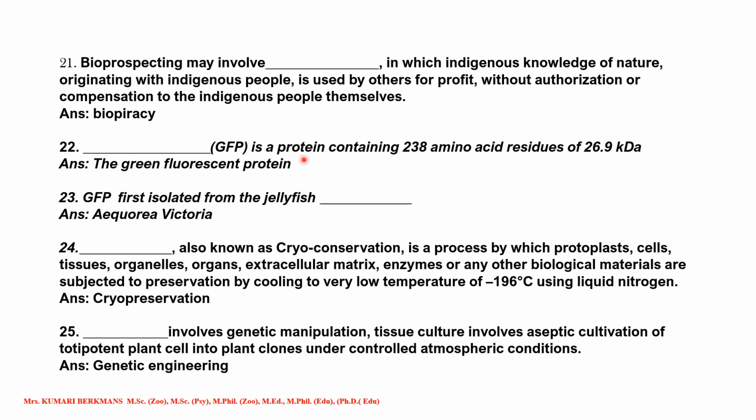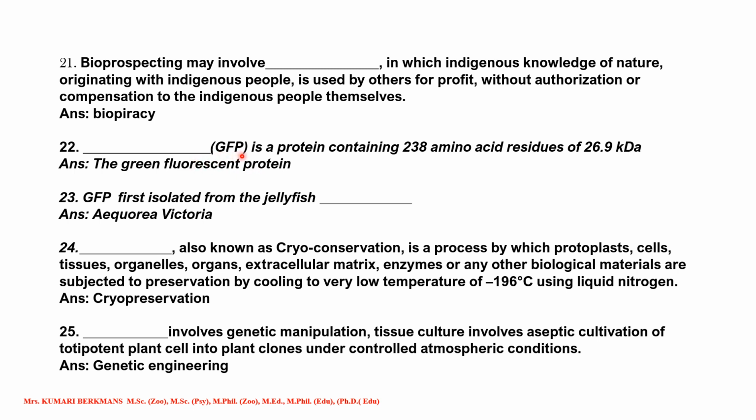Next one, dash is a protein containing 238 amino acid residues of 26.9 kDa, that is the green fluorescent protein, GFP, which contains 238 amino acids. This GFP was first isolated from the jellyfish called Aequorea victoria. Okay, this protein, which protein?